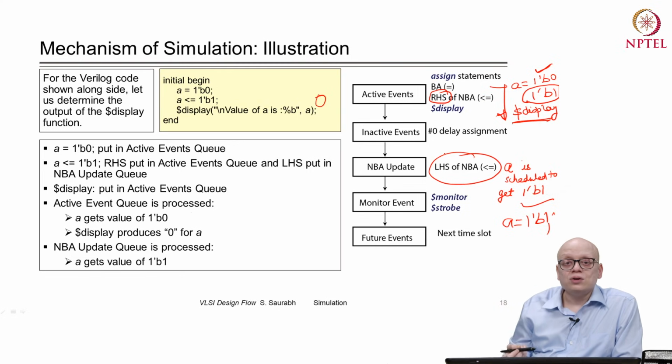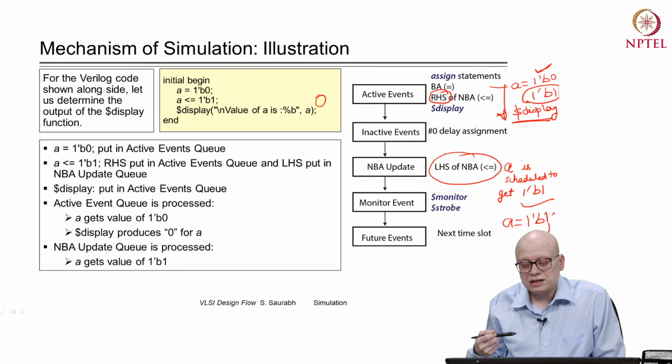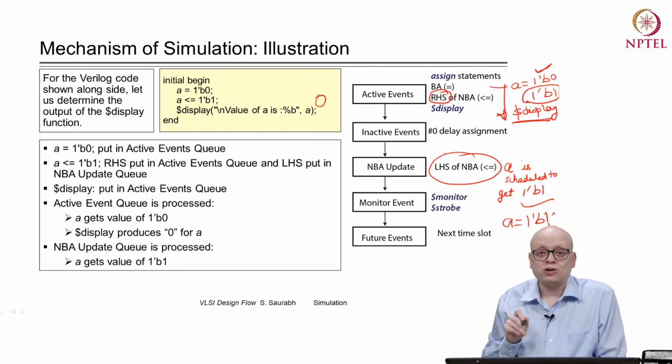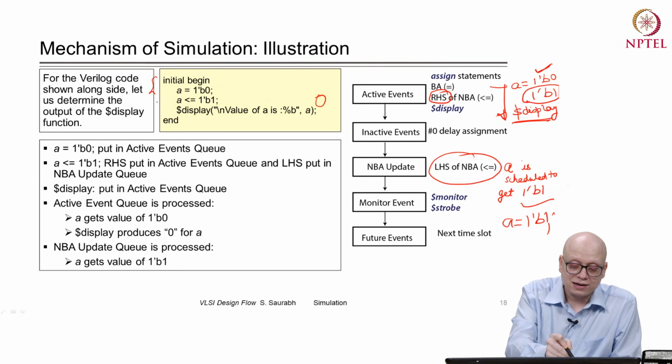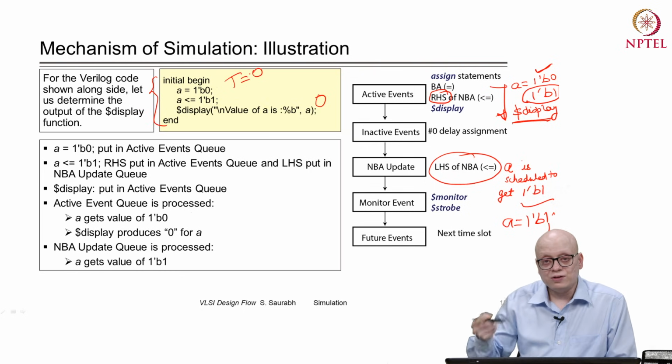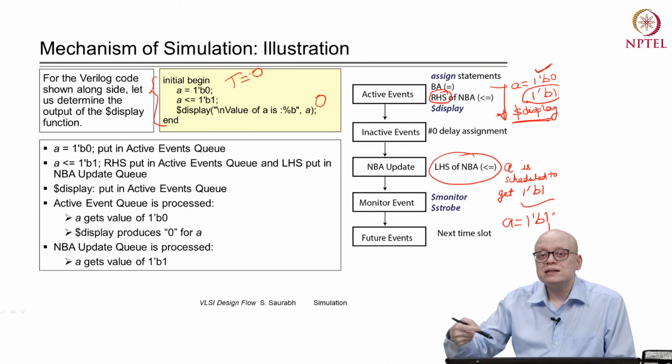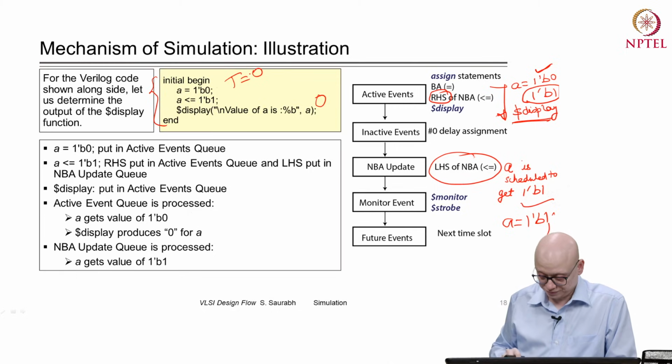So in this case, display will show a value of 0, while the final value of A will be 1 when the LHS of the NBA is processed, right. So this is how the processing of events happens for a given time slot. Note that all these things are occurring at time t equal to 0, right. The time slot is the same. This is how events are processed within a time slot.